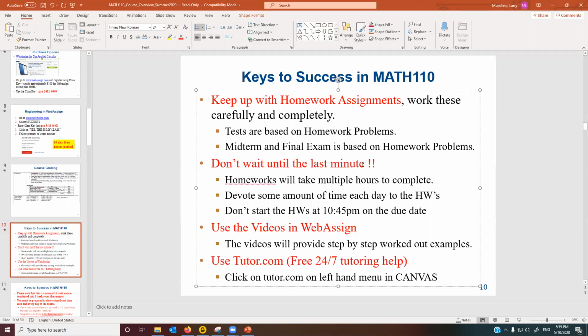Folks, most times I see students struggle when they wait until the last minute. Please keep in mind these homeworks are going to take multiple hours to complete. Plan to devote some amount of time each day to the homeworks. Don't start the homeworks late on Sundays. You're going to see all these homeworks are due on Sundays. Sometimes I see students logging in late in the day on Sunday to get started. It's not a good idea. You're going to run out of time. You're not going to give yourself enough time to get help.